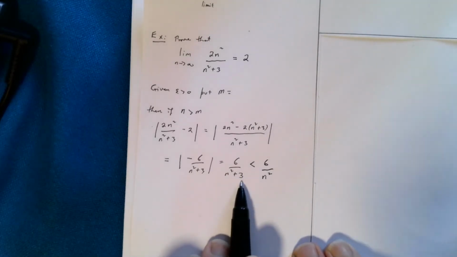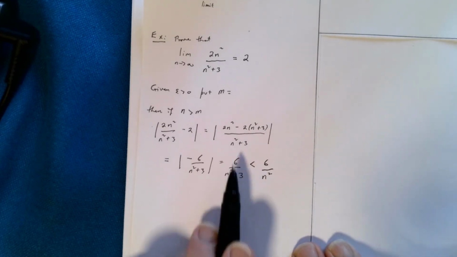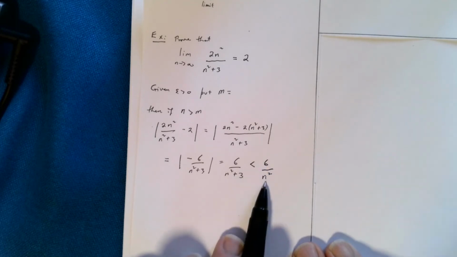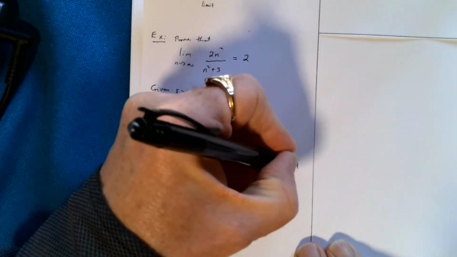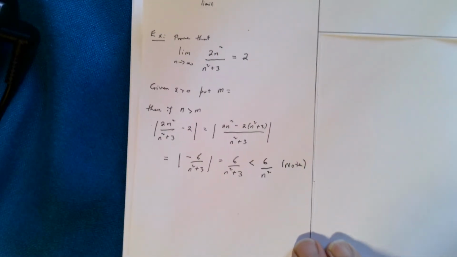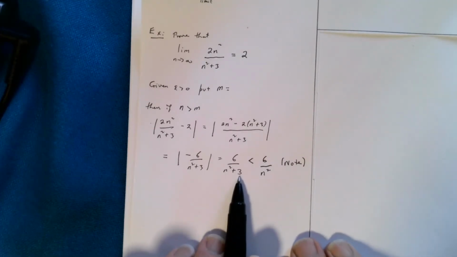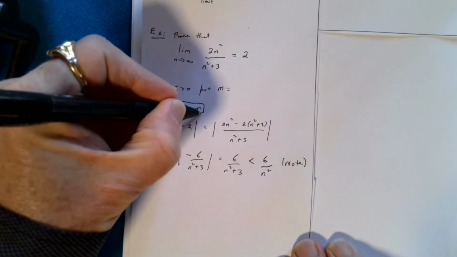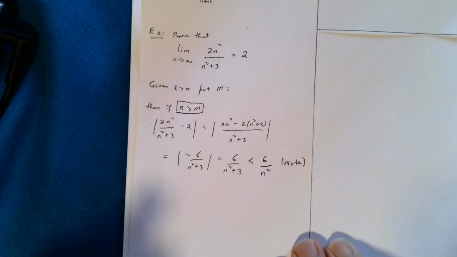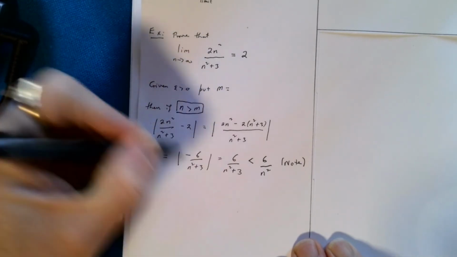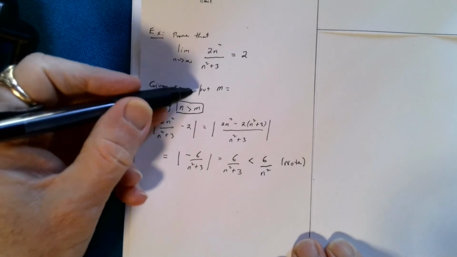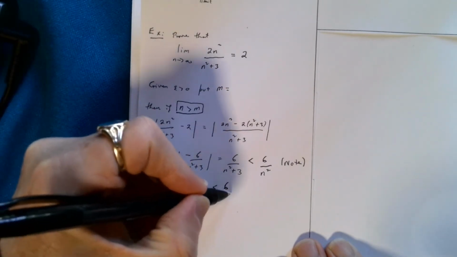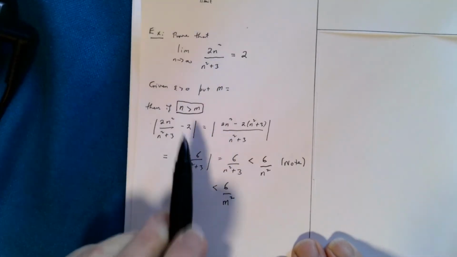Is that valid? Yes, because n squared plus 3 is bigger than n squared. And so in the denominator, 1 over that is less than 1 over n squared. So just note that step there. You throw away the rubbish, which is the 3. Now I go back and use the fact that I want to get everything in terms of capital M. And so I've got 6 over n squared. So 1 over n is less than 1 over M. So this is less than 6 over M squared, because n is bigger than M.